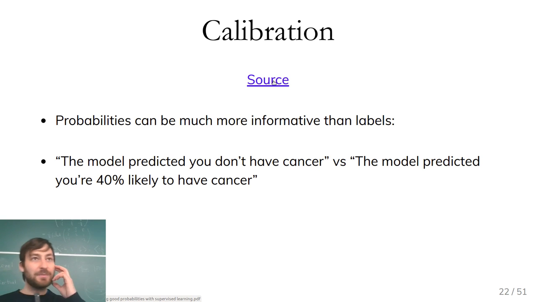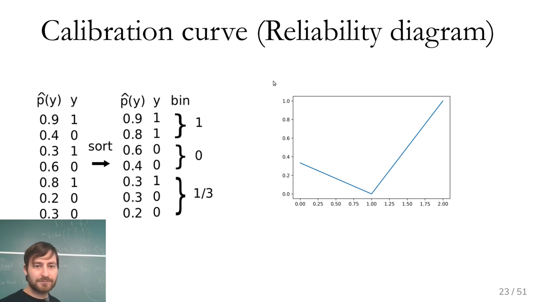And so calibration basically means how good are our probability estimates? There's a couple of ways to first measure that and then to improve that. And I'm only going to talk through some relatively simple ones. So the first one is a calibration curve.